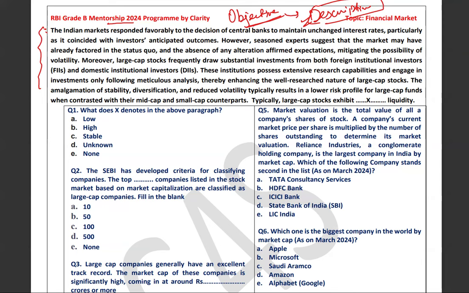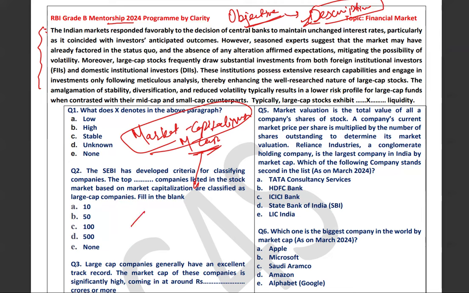So what this question is all about: it is regarding market capitalization. What is market capitalization? Any idea about market capitalization, or you can say market cap, M cap? M cap is the market value of all the outstanding shares of a company, that is, the market value of all the shares that are held by the company's shareholders.